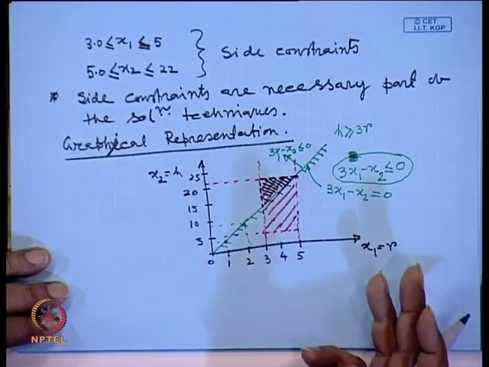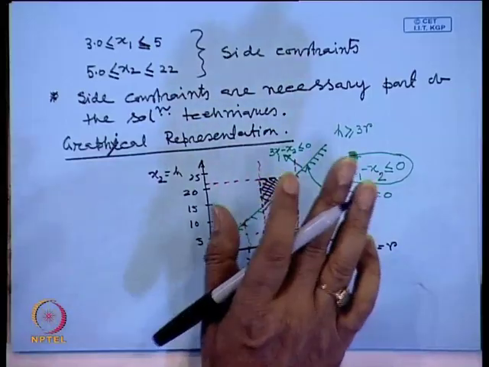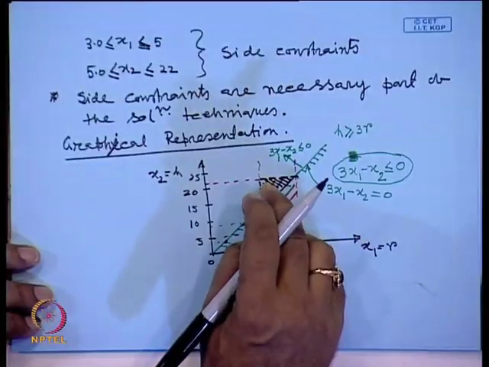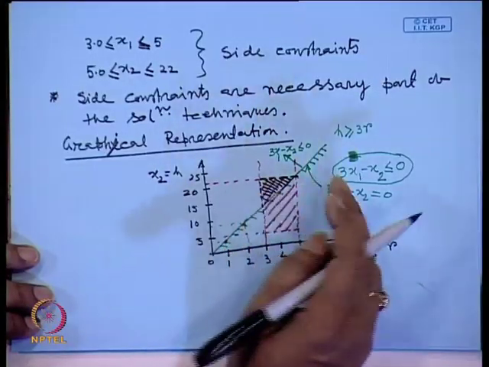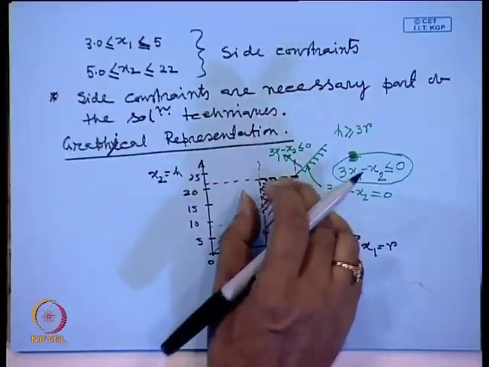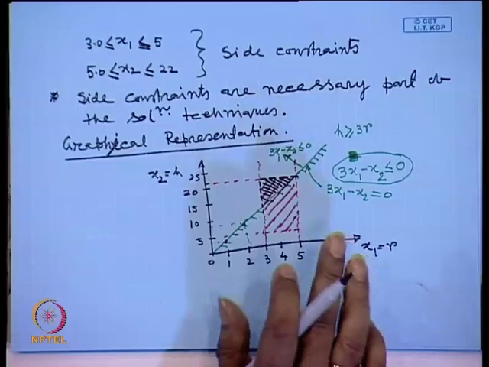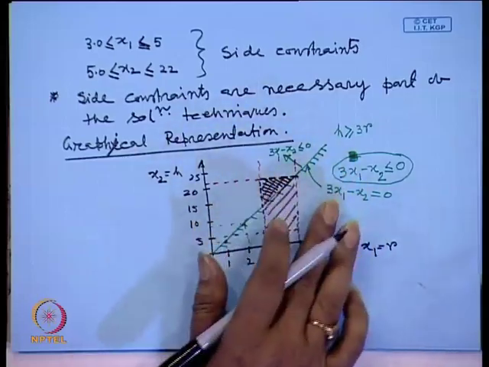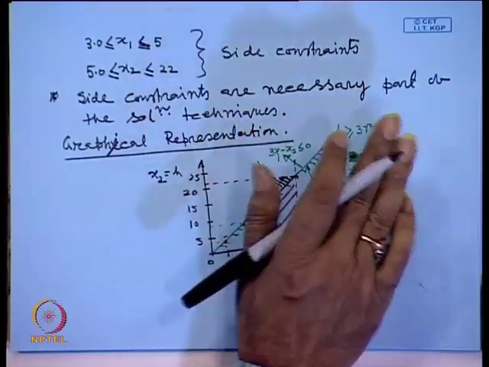So now the question is, I know that in this region we have the design variables. For some values of x1 and x2 in this region, the manufacturing cost will be minimum, but we do not know what the values of x1 and x2 should be; we only know the region. So this is the graphical representation to understand some optimization problems.